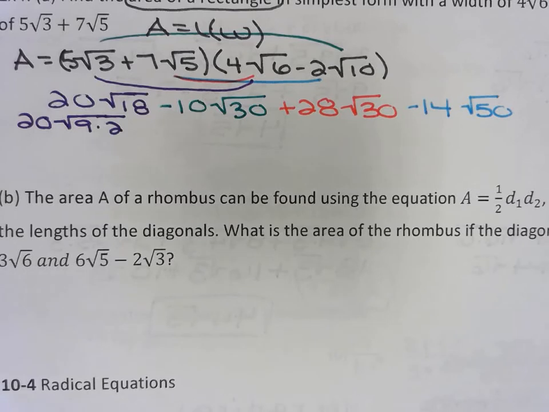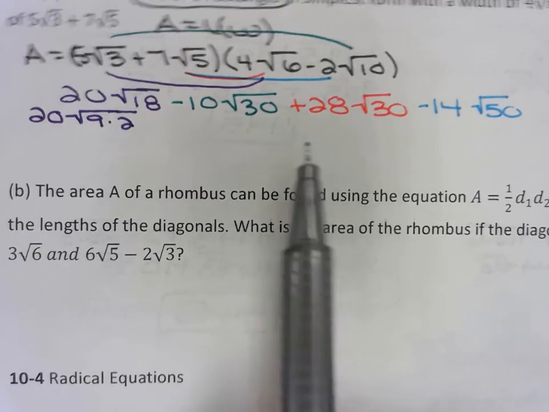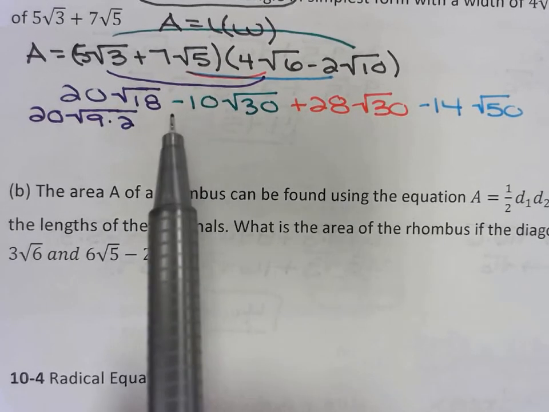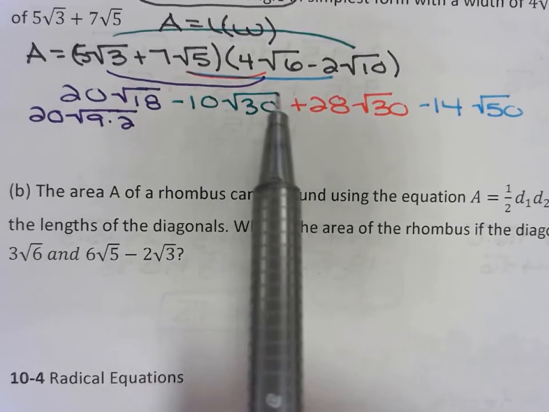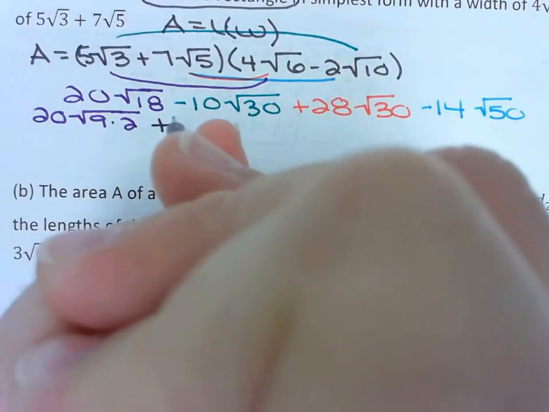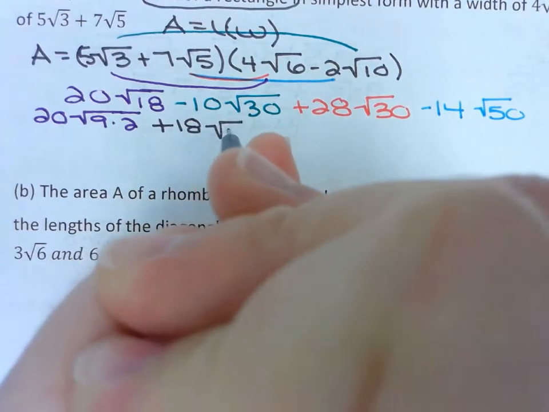So we can just combine them the way they are. Since the middle 2 terms are both square root of 30, I can add the numbers up front. Negative 10 plus 28 is positive 18, and keep it square root of 30.